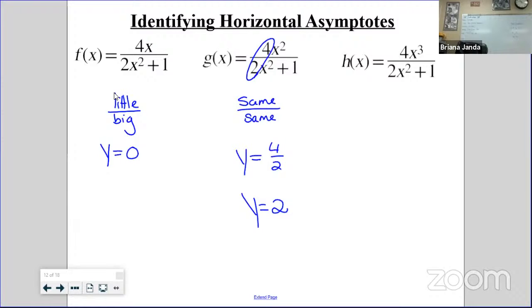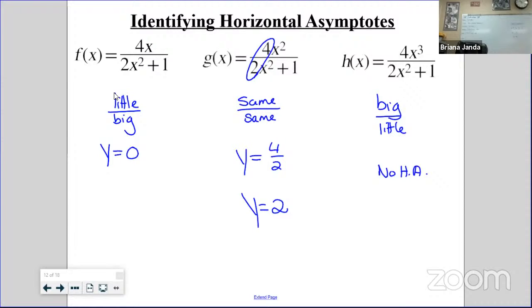All right, last one, 4x to the third over 2x squared plus 1, little over big, big over little, or same? Big over little. So that is none. It's going to get to be a really big number, which means it will not flatline anywhere. So there is no horizontal asymptote. That is our whole day tomorrow, is slant asymptotes.